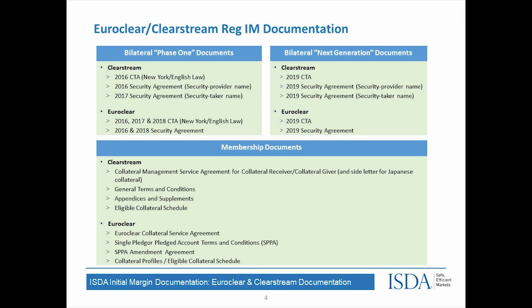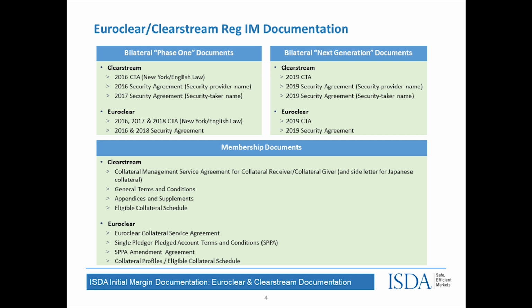And a point worth noting is that the CTAs are drafted as two-way margining documents. That is, both parties can be the provider of collateral, but they're often used one way, where parties have chosen to use different custodians. By contrast, the security agreement is one way. So even if both parties use the same custodian, for example, the same ICSD, there would still need to be two security agreements. So let me now look a little bit in more detail at exactly which documentation is available.